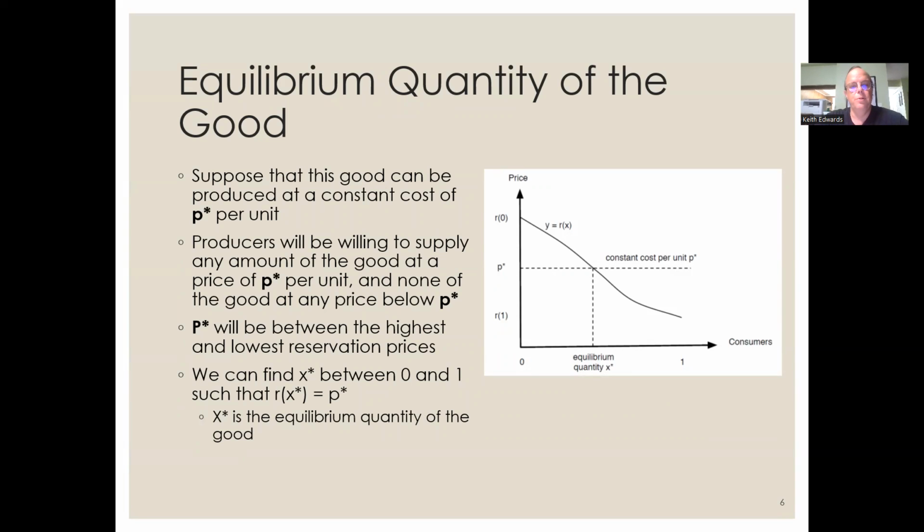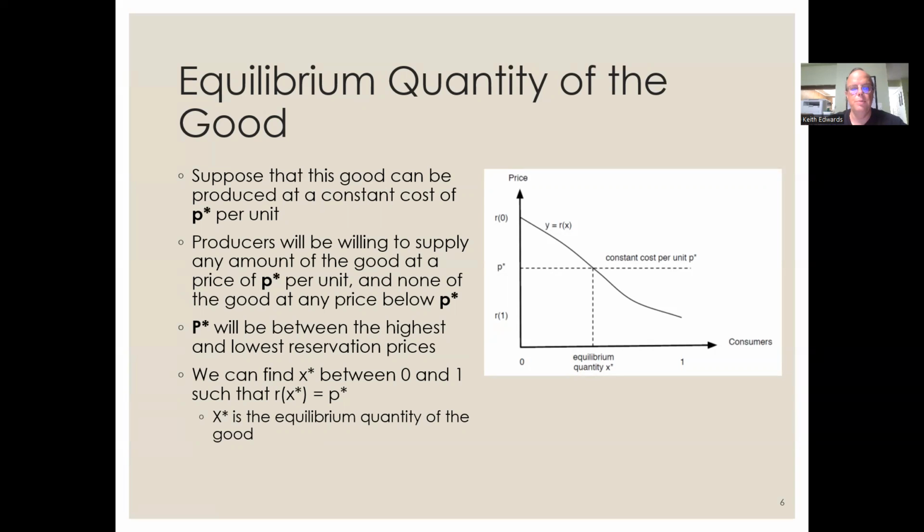Suppose that this good can be produced at a constant cost of P star per unit. Again, this is an assumption that they've made, and the producers are willing to supply any amount of the good at a price P star and none of the good at any price below P star. And there are enough producers in the market that they will invariably converge on P star. Now, in actuality, at least in the United States, that doesn't seem to happen as much. We certainly have limited suppliers for certain goods.